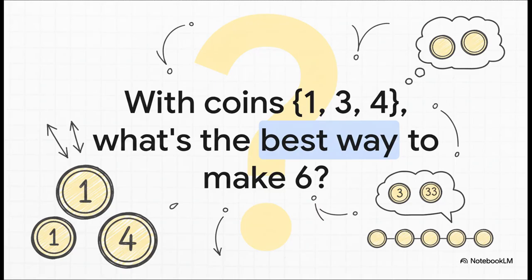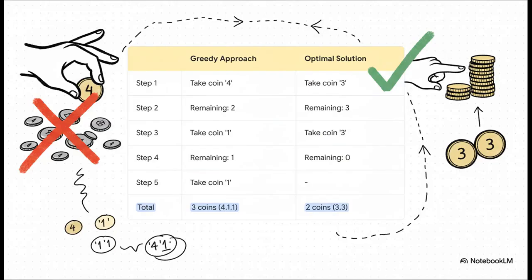Now, you might be thinking, hey, this always works for me. And you're right, for the money in your pocket. That's because our real-world coins were basically designed to make this greedy method work. But what happens if we're in a weird universe with a different set of coins? Let's say our only coins are worth 1, 3, and 4, and we need to make an amount of 6. And boom, here's where it all falls apart.